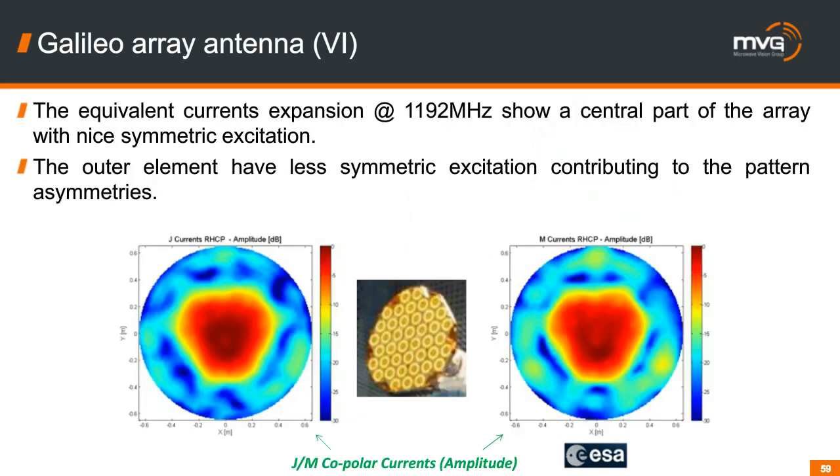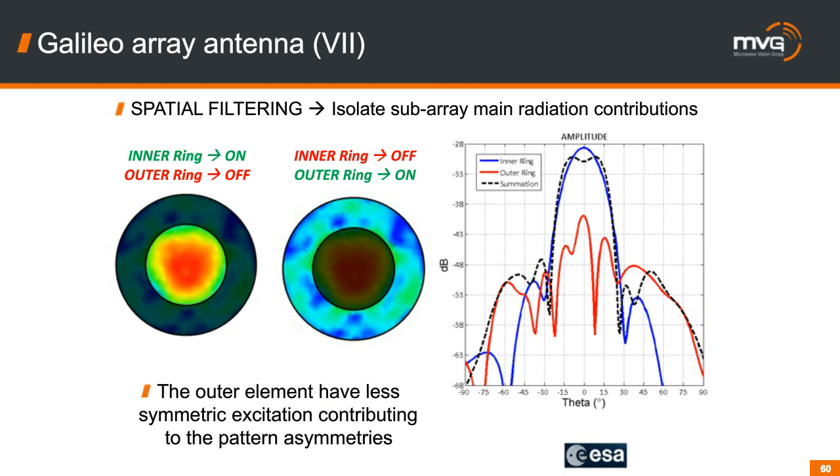In particular, the copolarized equivalent currents computed by InSight are analyzed in this slide. The normalized amplitudes, with respect to the peak of the copolar distribution, of the copolarized electric and magnetic currents are here reported. For a better understanding of the pattern asymmetry, the currents of the inner ring have been isolated from the outer ring, and the radiation pattern from both rings is reported in the plot on this slide. As we can see from the amplitude of the copolarized current, a nice symmetric excitation is obtained in the central elements of the array, while the outer elements have a less symmetric excitation, contributing to the pattern asymmetry.